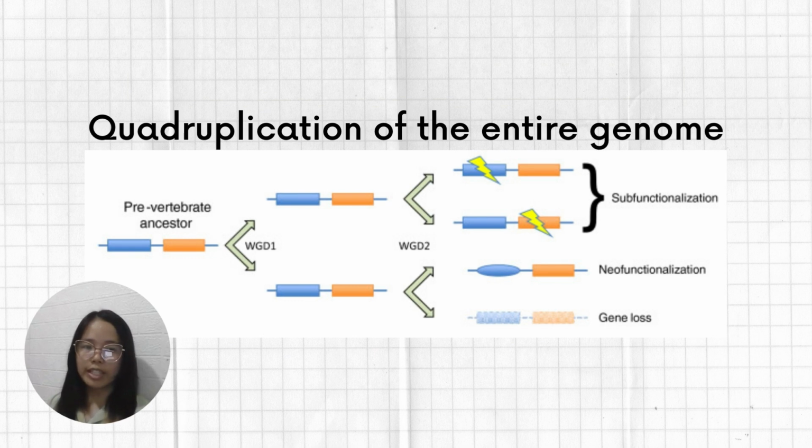The quadruplication of the entire genome is a process in which an organism's entire genome is duplicated, resulting in four copies of each gene. This phenomenon is said to have occurred multiple times over the course of evolution, leading to the development of new and more complex organisms. The quadruplication allows for the emergence of new genes and gene functions, as well as the evolution of new species. In some cases, one or more copies of the duplicated genome may become non-functional over time, while others may become specialized for new functions.